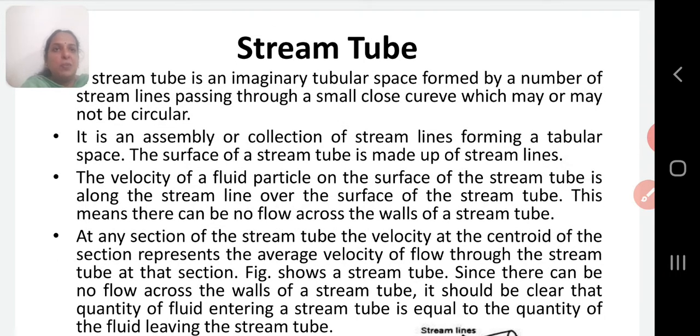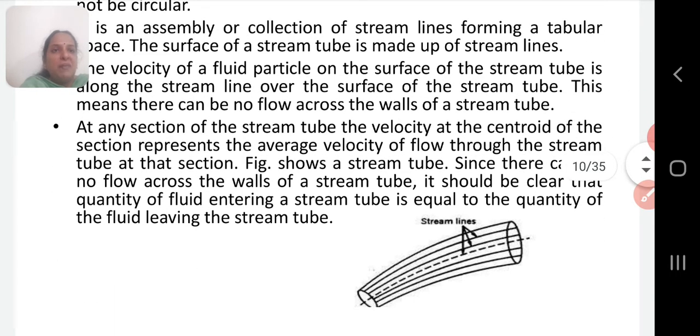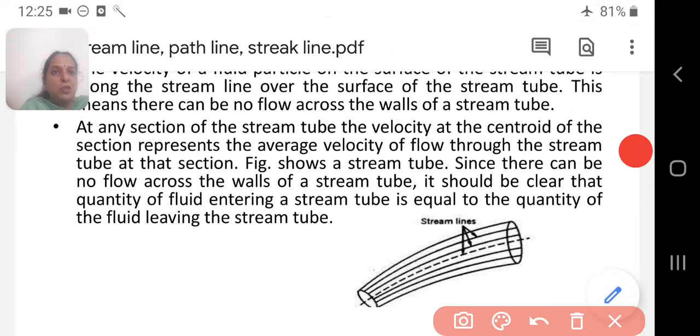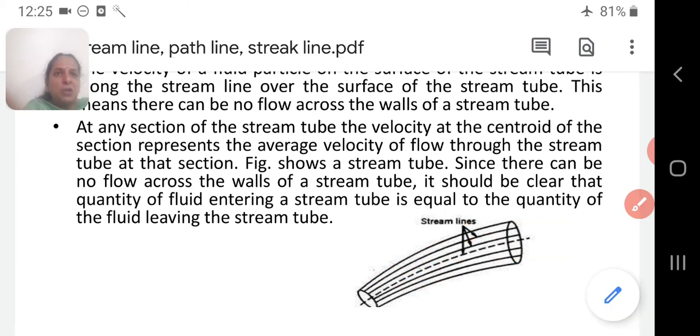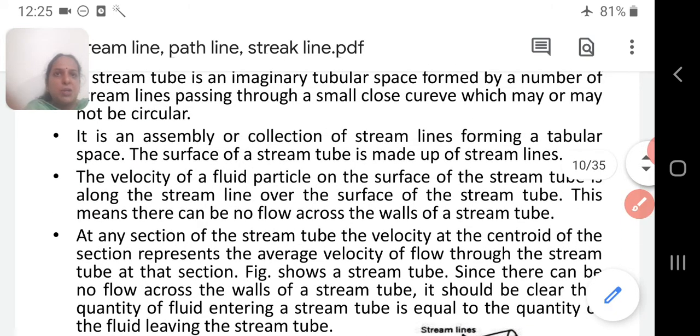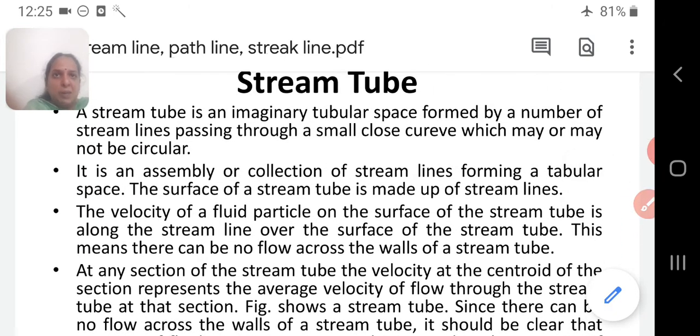What is a stream tube? This is your stream tube. Here we have an imaginary tube, not the original tube. So this is a fluid particle that is moving. We are going to draw a number of imaginary tubes, having all these path lines and streamlines, just by making an imaginary tube space that is formed by a number of streamlines passing through a small closed curve, which may or may not be circular. It need not be circular also.